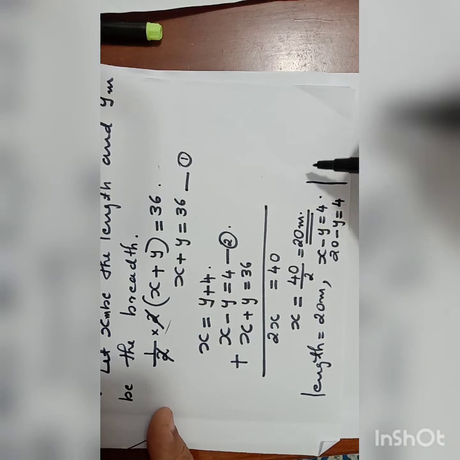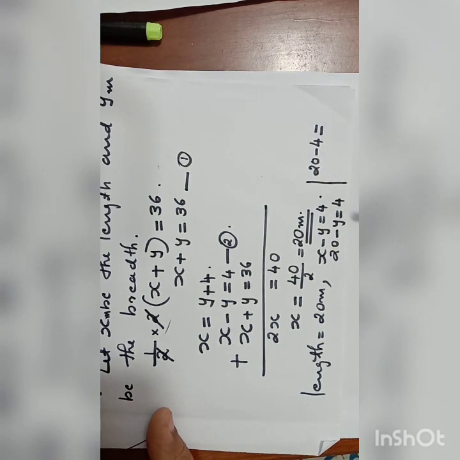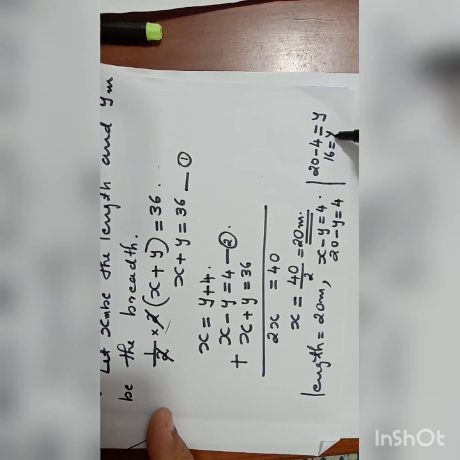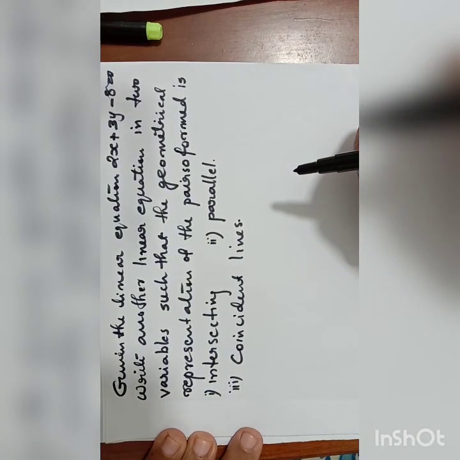So what is that? 20 minus 4 I can take, there is no problem. Minus y as positive y. Isn't it 16? Y is equal to 16. That is our breadth. Breadth will always be shorter than length. Length is 20 meter. Breadth is 16 meter. Write in words, breadth is equal to 16 meter. Let us see the next question.